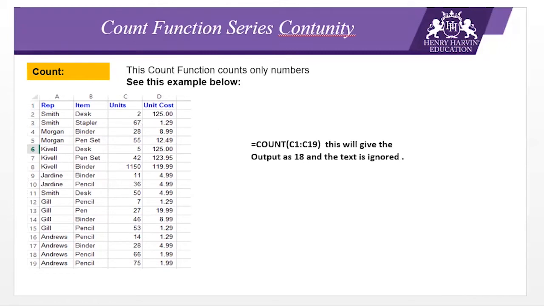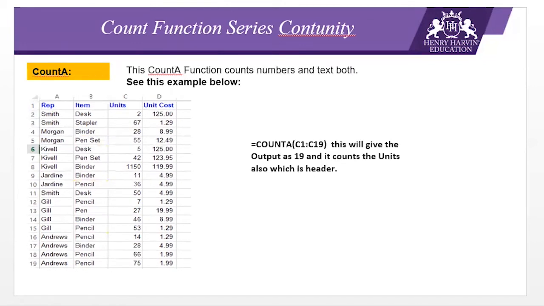Very simple example. Now you can see the second example, COUNTA. COUNTA means it will count all, either numbers or text. You can see the same range I have selected, that's why the output is 19. It counts the Units cell also, which is the header. This is also clear. COUNTA means count all.